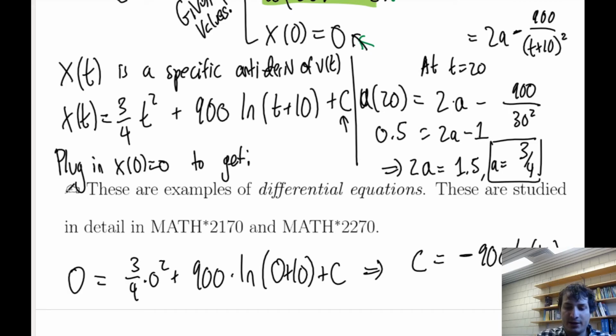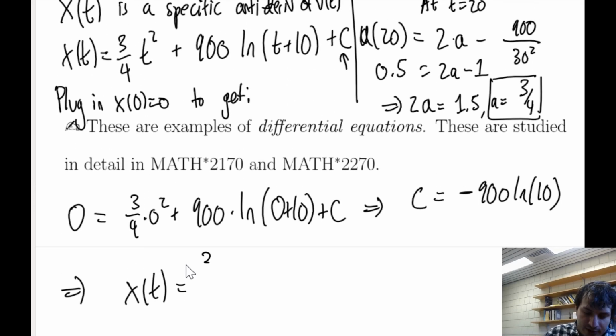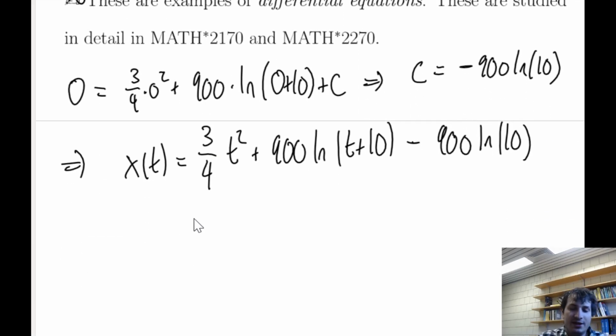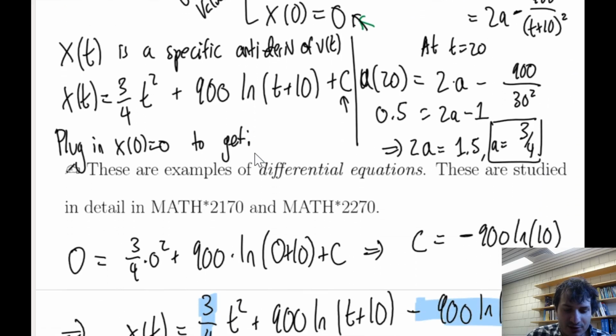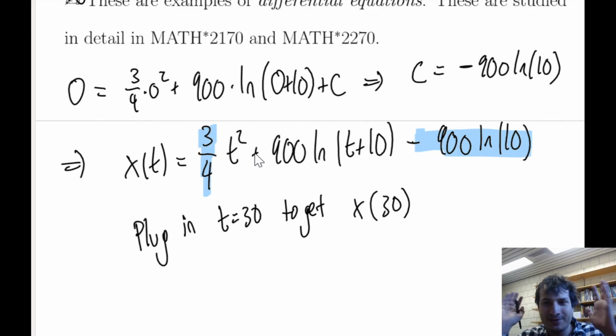Minus 900 ln 10. So what's the final answer? Therefore, x of t equals 3/4 t squared plus 900 ln of t plus 10 minus 900 ln 10. That's the final answer. That's x of t. So we got it by doing an antiderivative. We used the two pieces of information to solve for a, which is 3/4, and the c value, and we just put it all together. The final part of the question says, what is the position at t equals 30? You can just plug in t equals 30 to get x of 30. It's going to be some number. You just plug into there. Okay, that was the last for you to try.